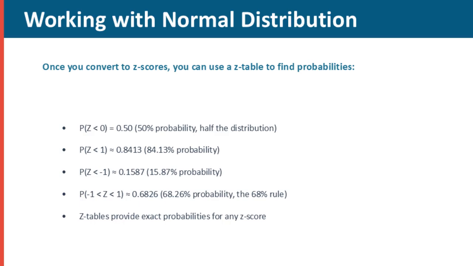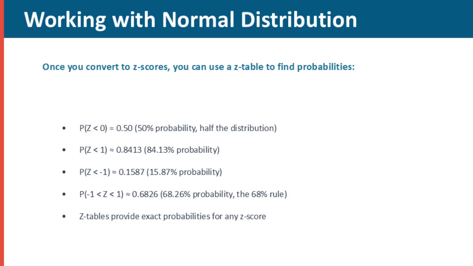Similarly, probability of Z less than -1 is around 0.1587. This means 15.87% of the data falls below one standard deviation of the mean. In practice, you don't need to memorize the Z tables anymore. You use software or calculators, but understanding what they represent is actually crucial.